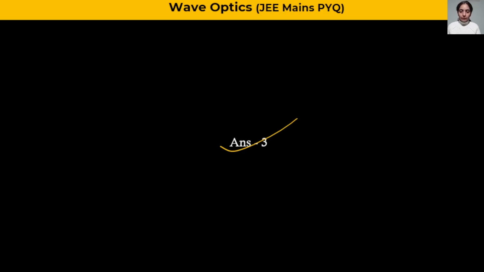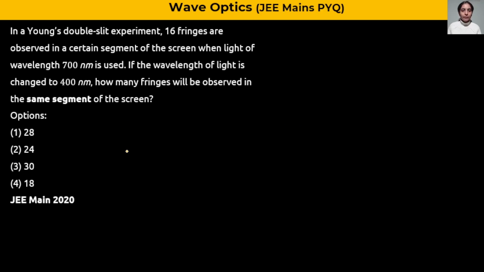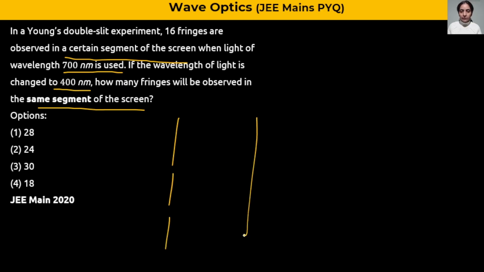Okay, now let us move ahead. So yeah, in Young's double slit experiment, 16 fringes are observed in a certain segment of a screen when light of wavelength 700 nanometer is used. If the wavelength of light is changed to 400 nanometer, how many fringes will be observed in the same segment of a screen? So देखो ध्यान से देखो, हमें 16 fringes मिल रहे हैं certain segment में. Let's say in this segment. So if in this segment, let's not let it touch the central point. Suppose कर लो मैं इसकी बात कर रही हूँ.